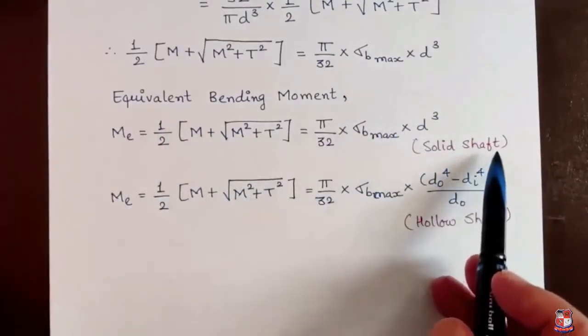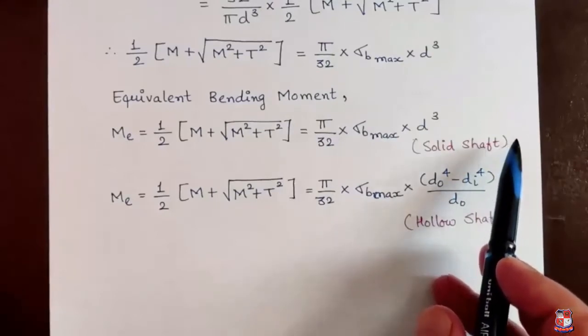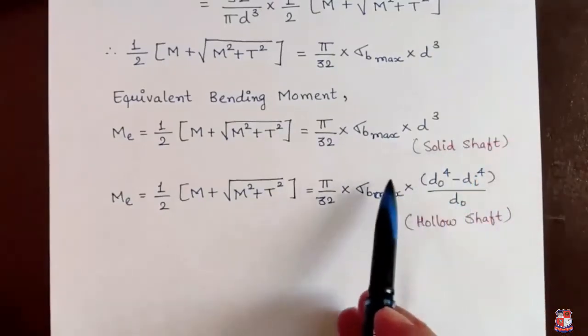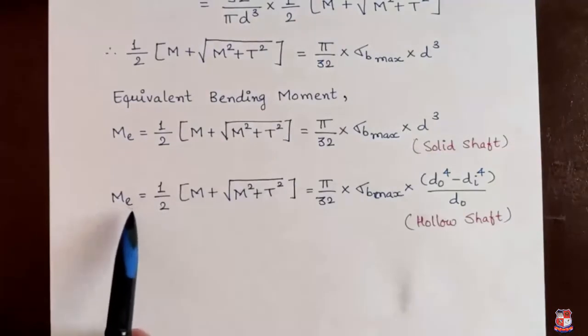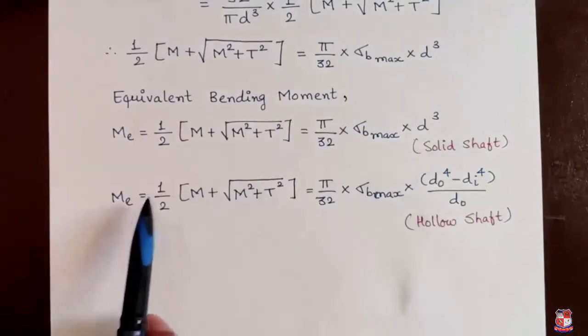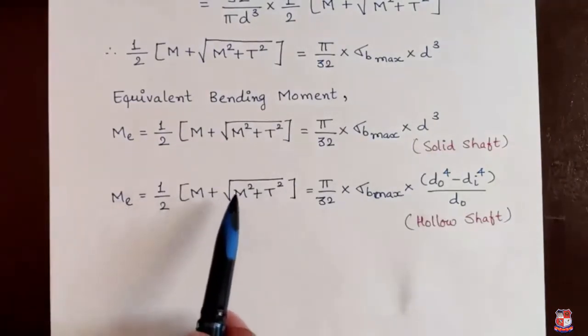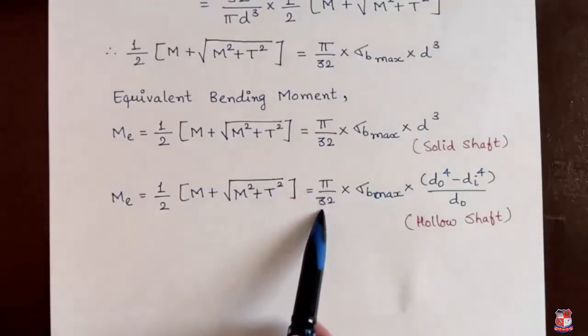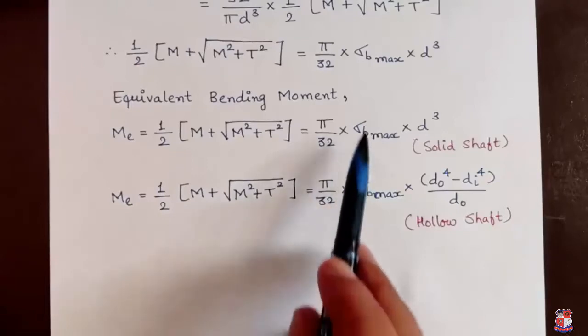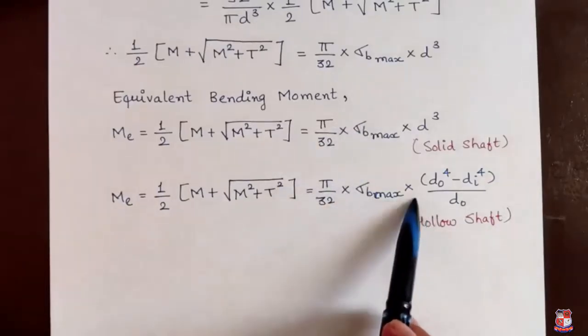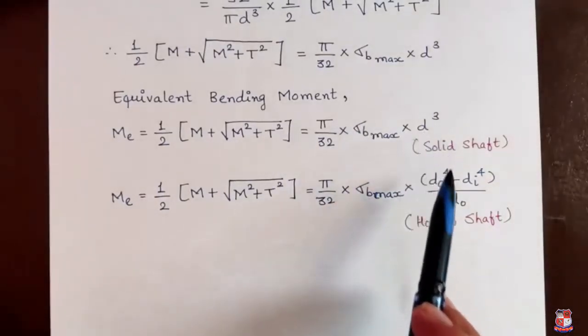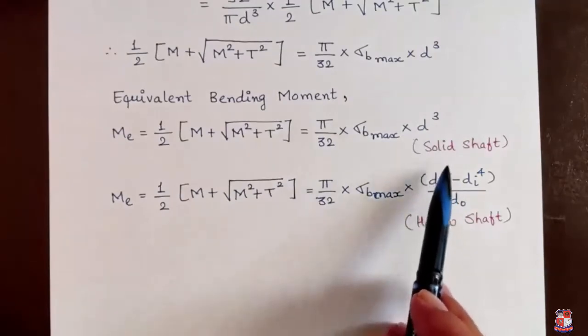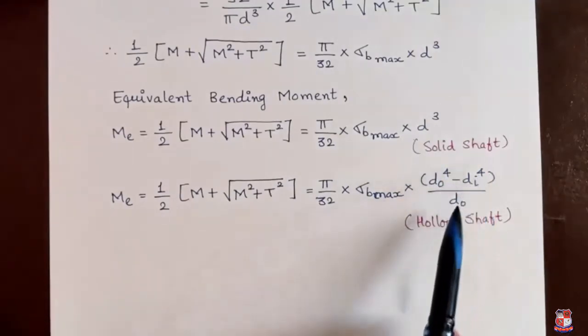So to find out the equation of hollow shaft, we can follow the same procedure, and finally we will get this equation, that is ME is equal to 1/2 of (M plus root of M squared plus T squared) is equal to pi by 32 as it is into sigma b max as it is into, now in place of d cube we have to consider (do raised to 4 minus di raised to 4) by do.